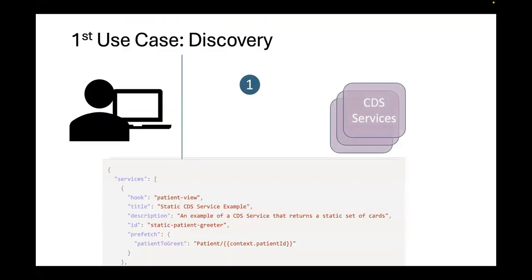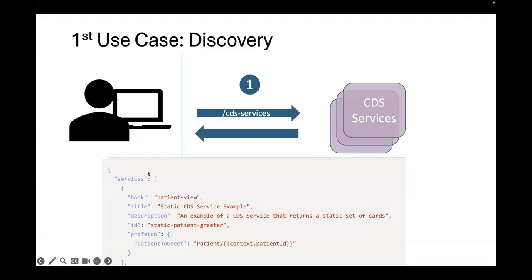The first use case we discussed was discovery, and this is someone setting up the CDS service within the electronic healthcare record. They're going to query the CDS service, usually one at a time, for what the CDS service can provide and what it needs. They're going to put the words CDS-services onto the end of the endpoint for the CDS URL, and they will get back a response. That response is going to be an array of services as defined by the CDS hook standard.